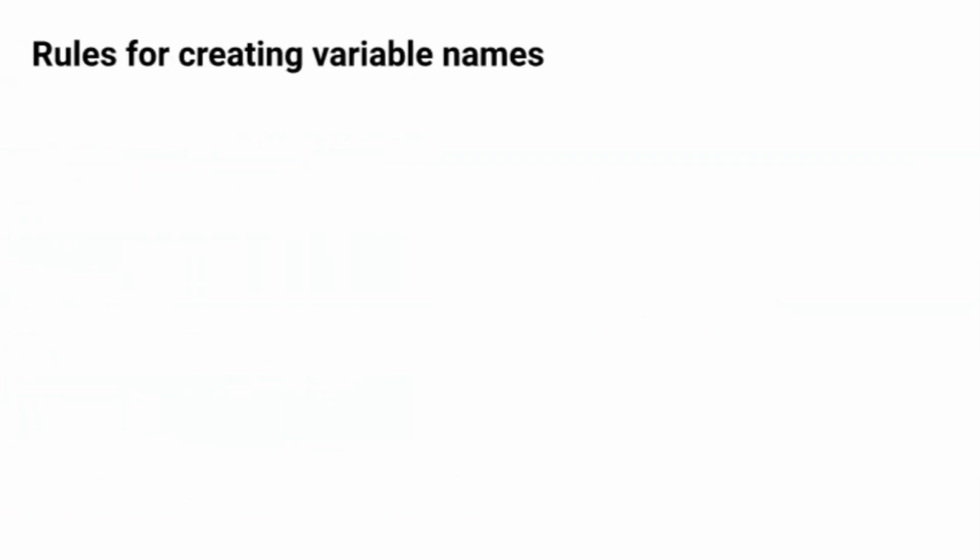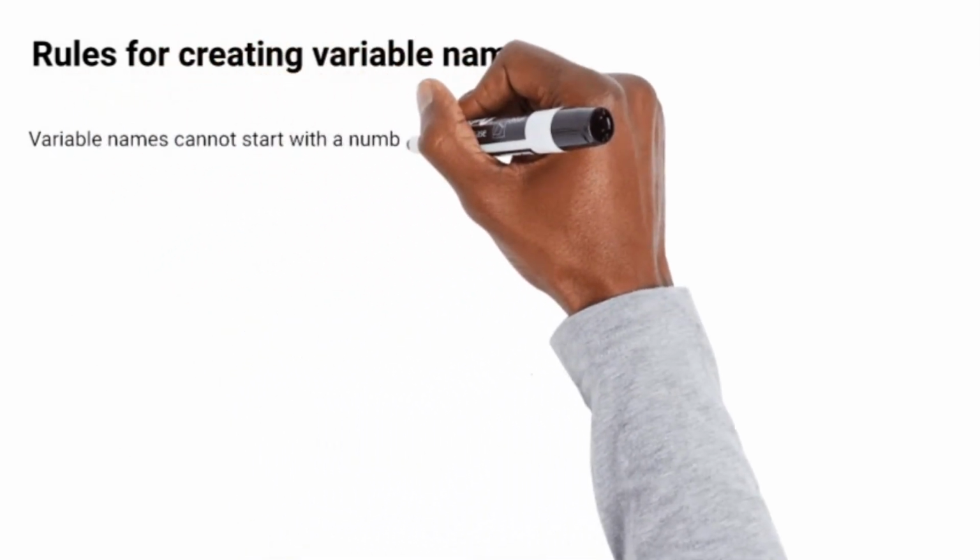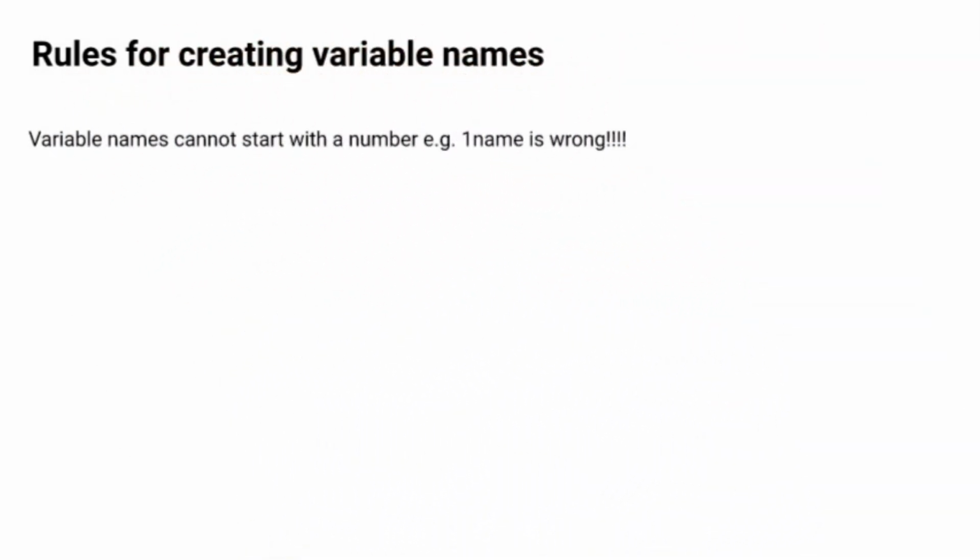So, rules for creating variable names. Number one, your variable name cannot start with a number. So you can't say 1name. No, your variable name has to start with an alphabet or underscore. But make sure that your name doesn't start with a number. If you do that, Python is going to show you some errors.